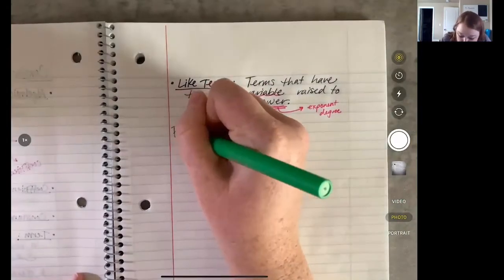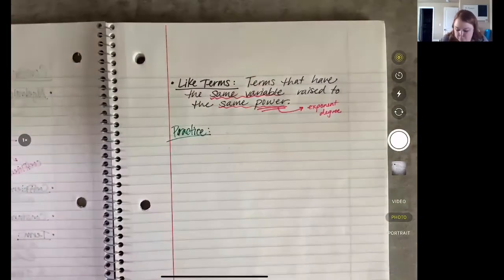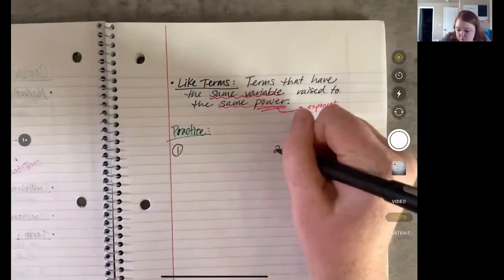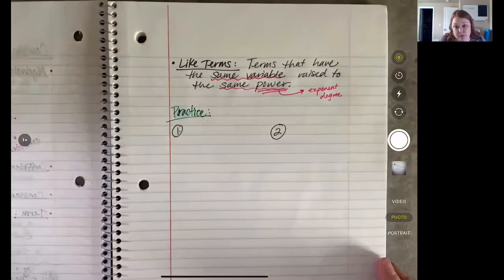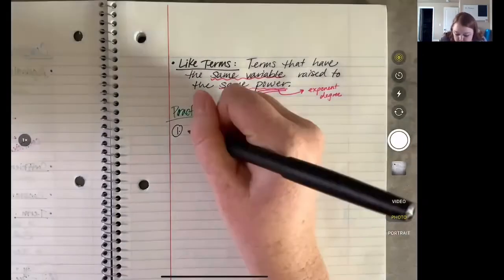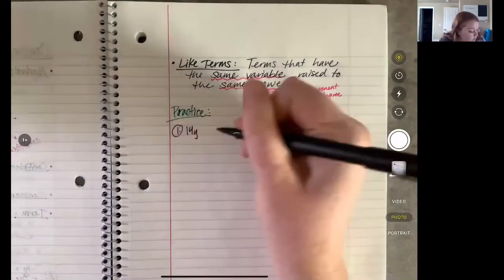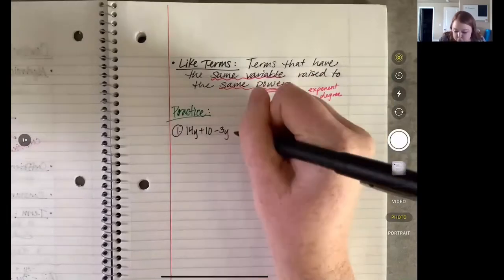Here we go, practice. Some of you, I think, are going to do excellent on this. Feel free to copy down, pause, don't listen to me, check your answer. If you get it wrong, rewind, listen to my explanation. Okay, so number 1, 14y plus 10 minus 3y minus 2.